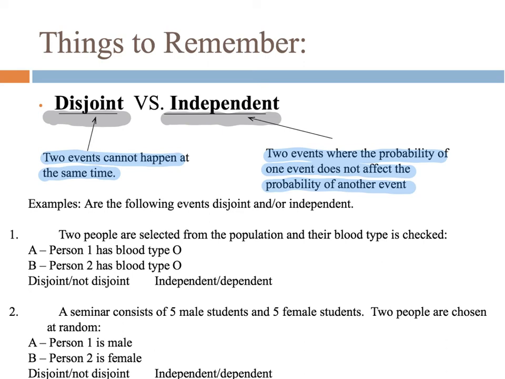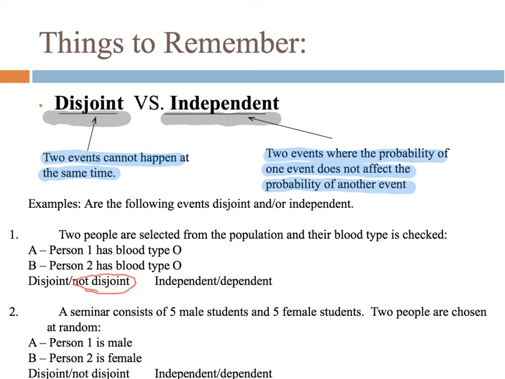Two people are selected from the population and their blood type is checked. Event A is that person 1 has blood type O, and event B is person 2 has blood type O. So we're selecting two people, and we want to decide first, are they disjoint or not disjoint? Is it possible that we could get two people that both have blood type O? And if it's possible, that means they are not disjoint.